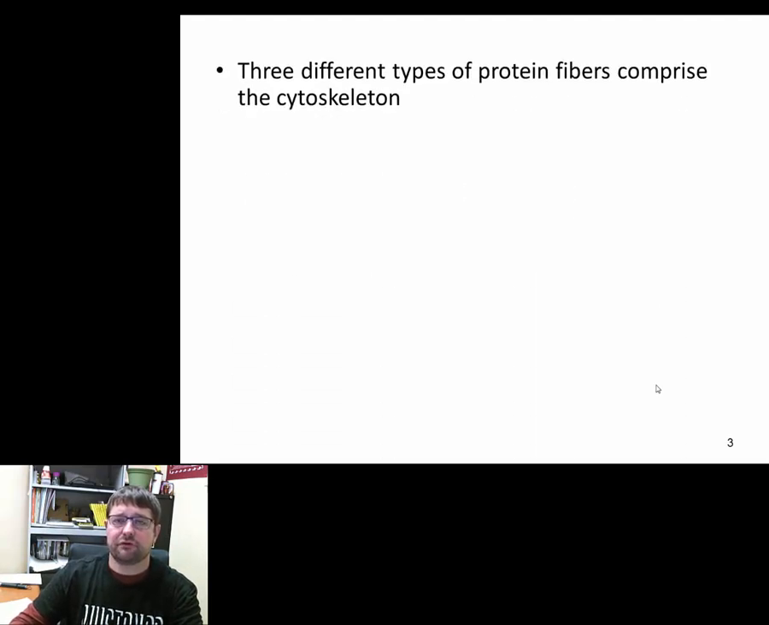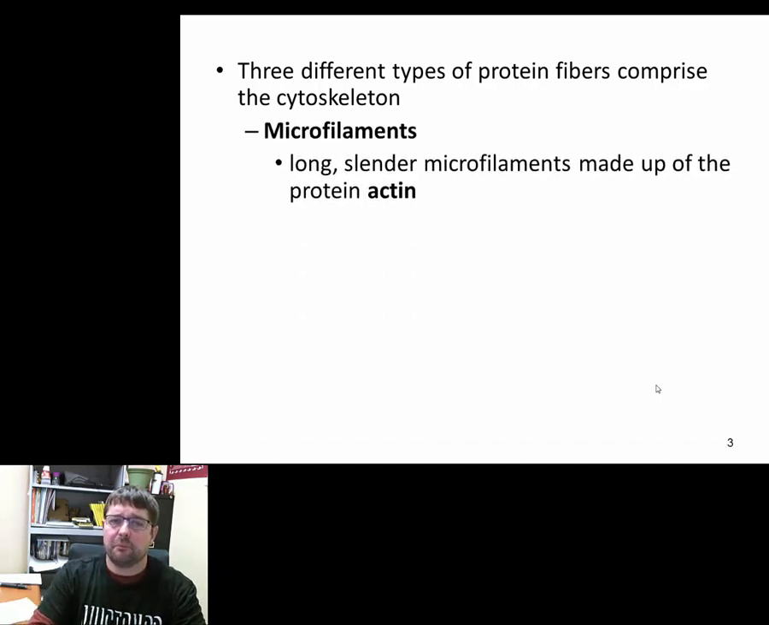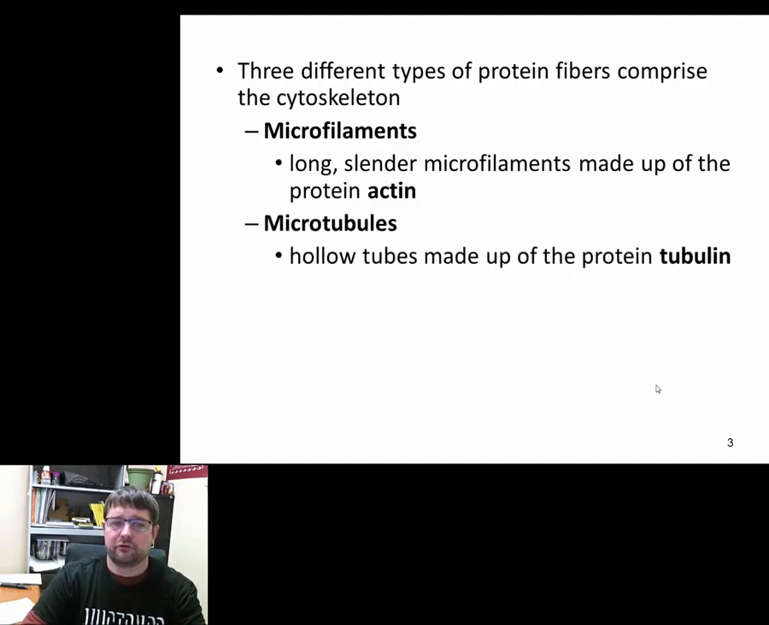So there are really three different types of proteins. I've already mentioned them, but I'll mention them again. You've got microfilaments. This is made of the protein actin. Microfilaments are going to be a lot of those support and attachments for organelles. Microtubules. This is the protein tubulin. These are mainly utilized when we're talking about the separation of chromosomes, so the copying of DNA and then the dividing of the cell.